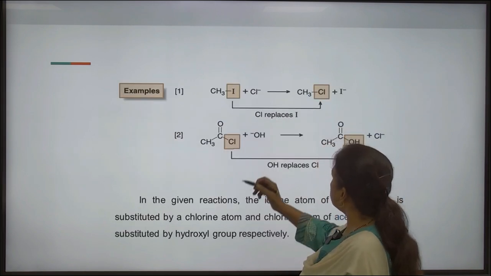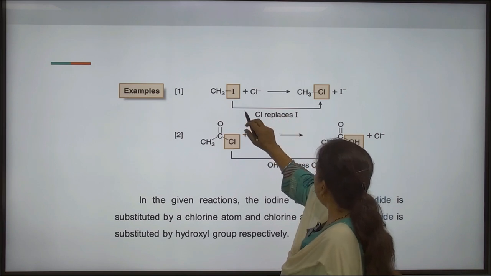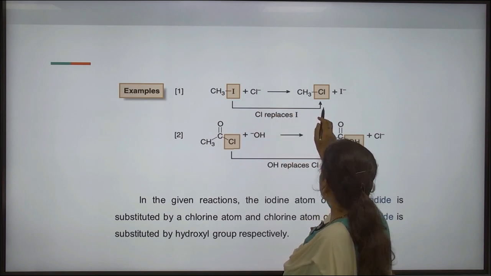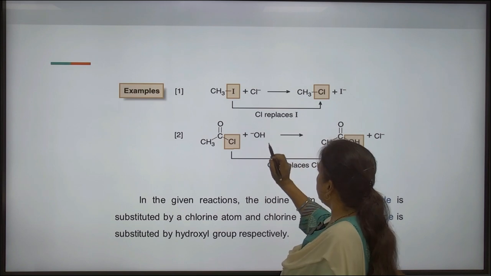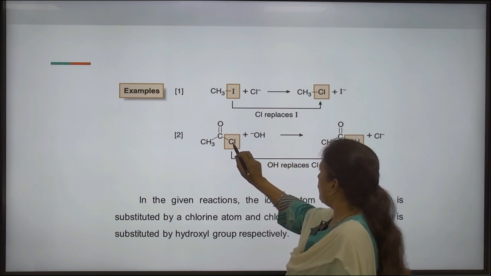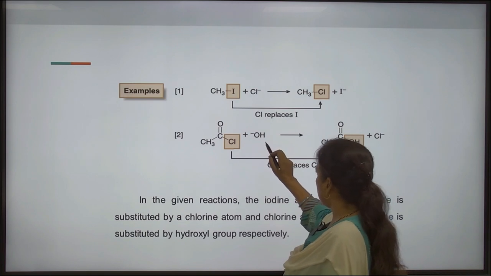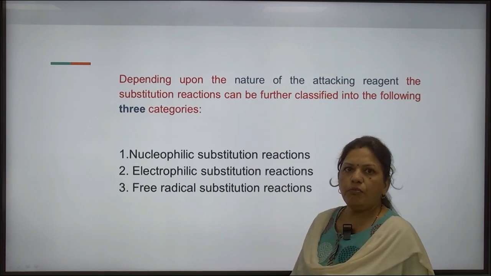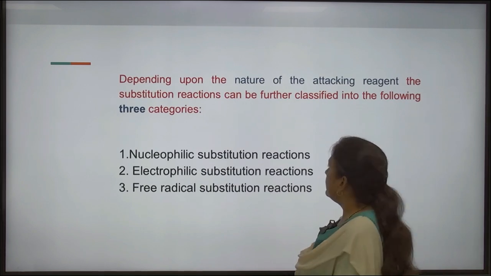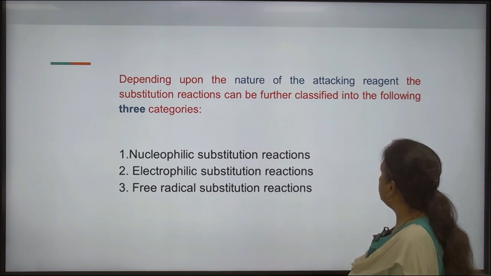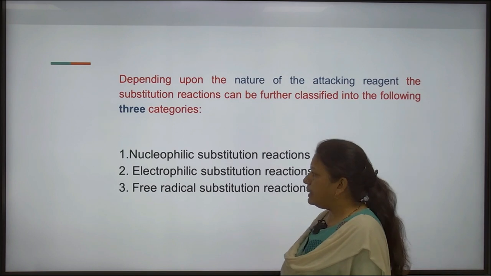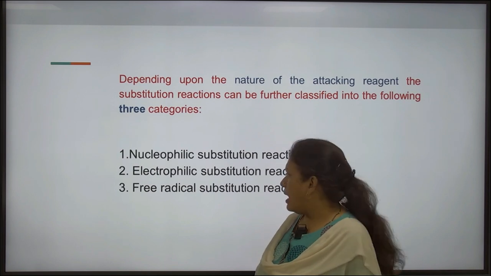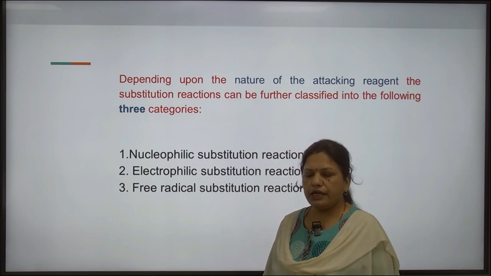Example, in this reaction, the iodine atom of methyl iodide is substituted by a chlorine atom and gives methyl chloride. And in this reaction, the chlorine atom of acetyl chloride is substituted by a hydroxyl group and gives acid. Depending upon the nature of the attacking reagent, the substitution reaction can be further classified into the following three categories: nucleophilic substitution reaction, electrophilic substitution reaction, and free radical substitution reaction.